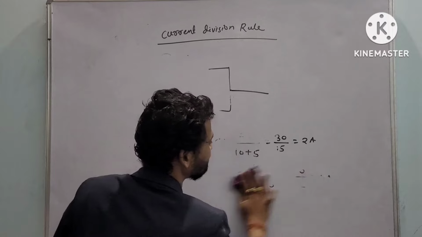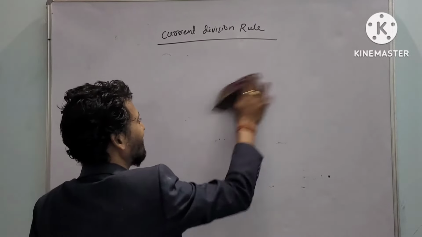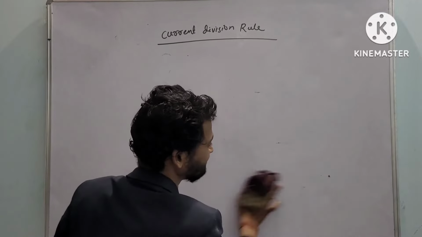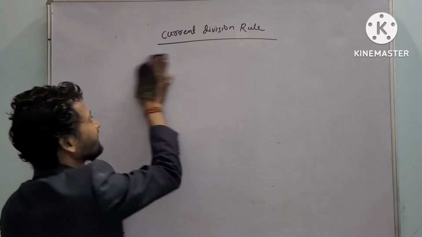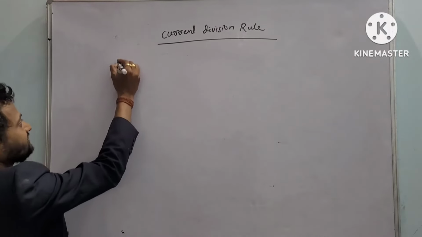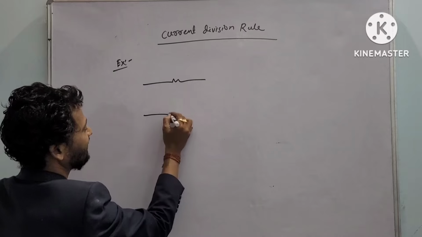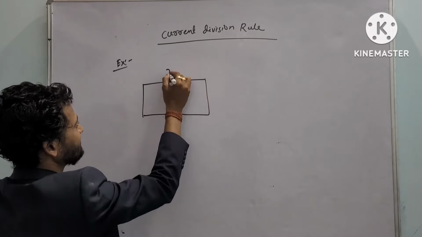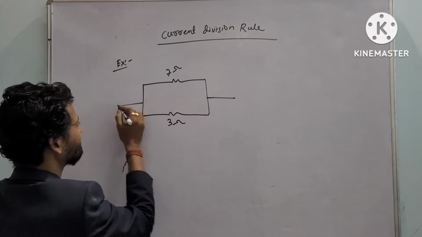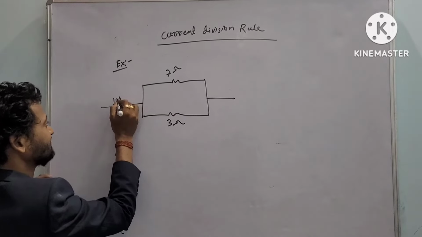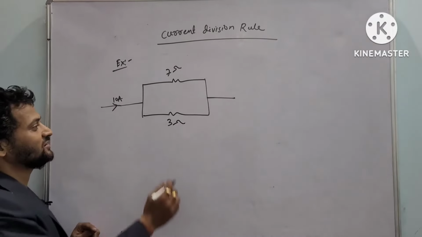I'll provide some technique or some shortcut. You can use that shortcut; it will save some time. Okay, see, let us take an example. Let I have two resistances, 7 ohm and 3 ohm, and your supply current is 10 ampere. I am giving a shortcut.